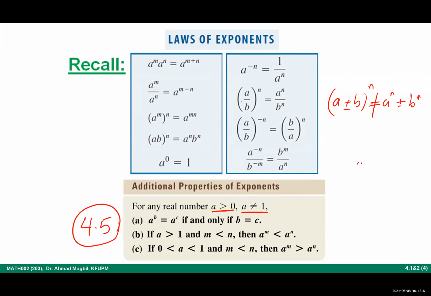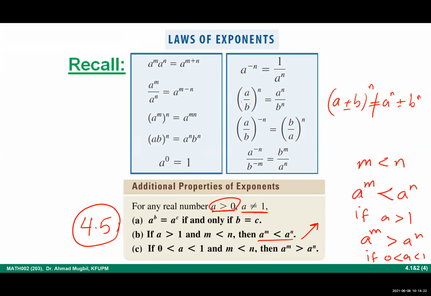Here we have m less than n. Is a to the power m less than a to the power n? This is correct if a is greater than 1. But if a is less than 1, it will be the opposite. Of course a is greater than 0, because we said from the beginning that it is greater than 0. So this is very important, Shabab. Here it is increasing, here it is decreasing, because we reverse.